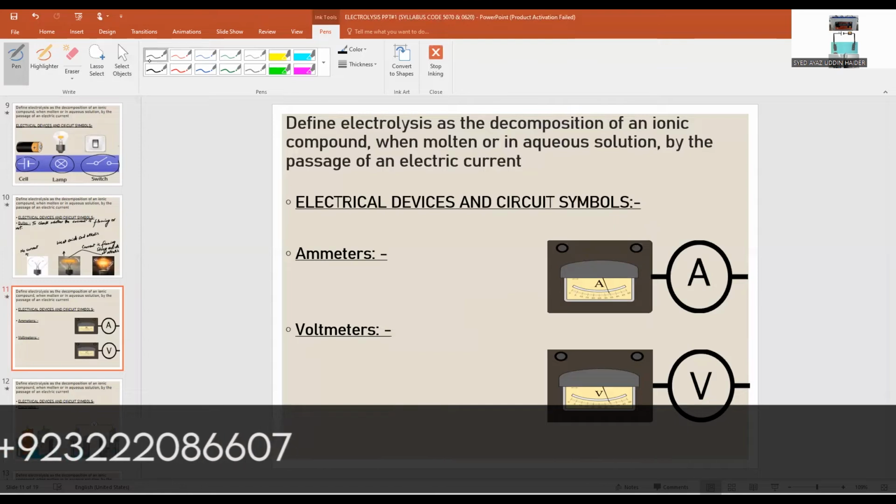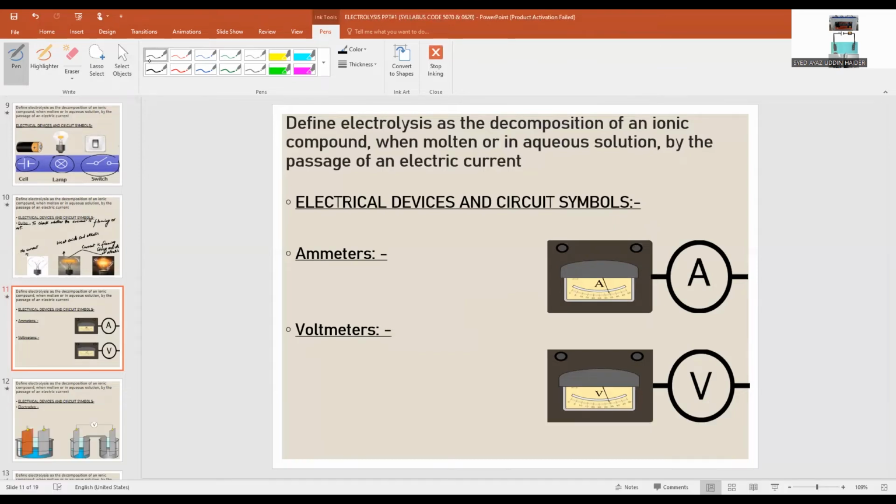Ammeters are used to measure the amount of current flowing.